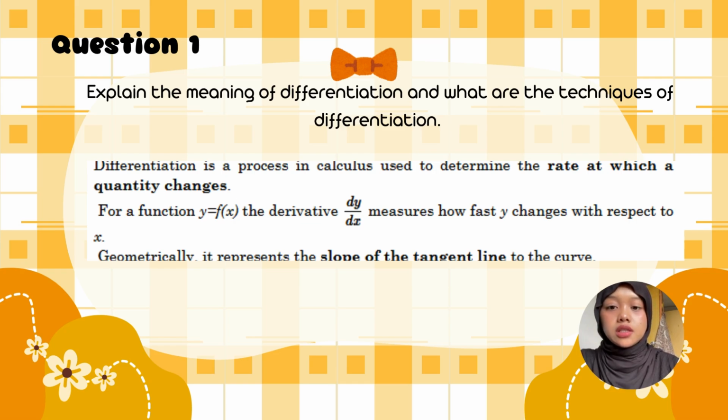The first question is, explain the meaning of differentiation and what are the techniques of differentiation. The answer is, differentiation means finding the rate at which something changes. In simple words, it tells us how fast one quantity changes compared to another. Usually, it tells how y changes when x changes.